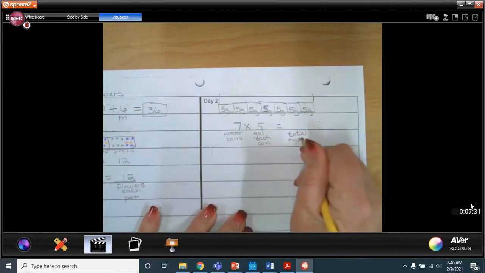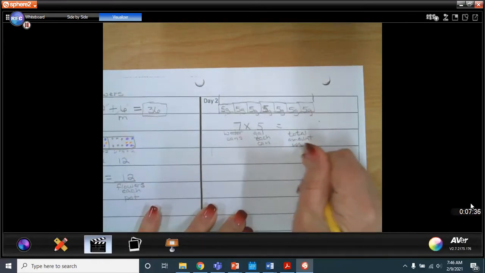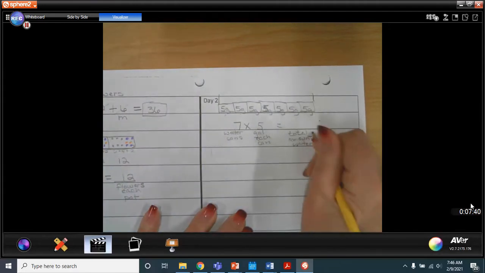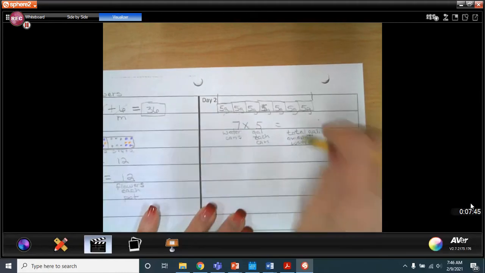Because we can't count water, right? But we can say it's an amount of water. And we can count the gallons, right? Total gallons of water, that's what they want us to find.